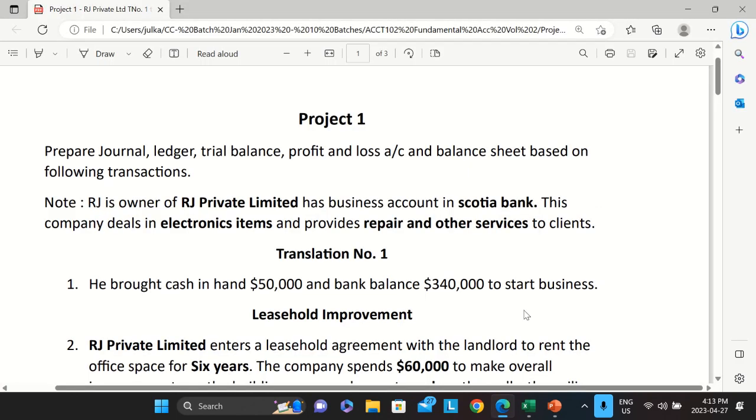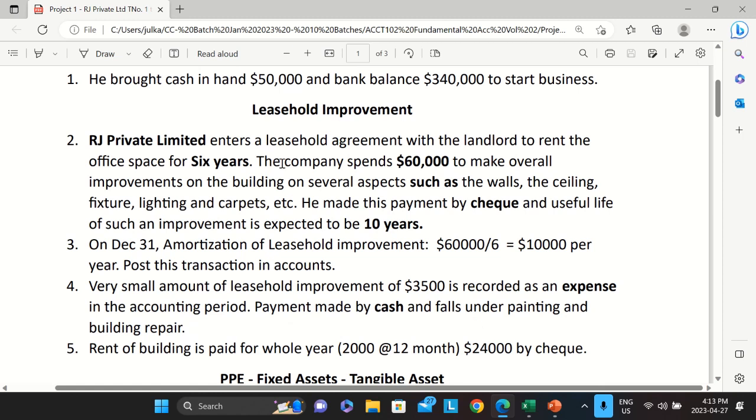Now the second transaction that we have: RJ Private Limited entered a leasehold agreement with the landlord to rent the office space for 6 years, and the company spent $60,000 to make overall improvements on the building on several aspects such as wall, ceiling, fixture, lighting, carpet, etc. And he made this payment by check. And the useful life of such improvement is expected to be 10 years.